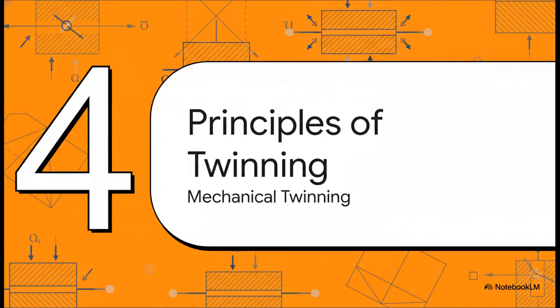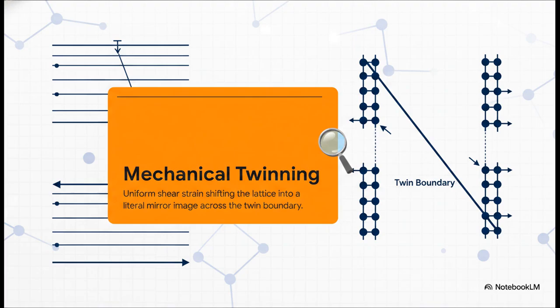Next up, part 4, principles of deformation twinning. Deformation twinning, often called mechanical twinning, is pretty much universally recognized as the second most critical plastic deformation mechanism right after dislocation slip. But the mechanics? Totally different. Instead of a dislocation gliding atom by atom, the lattice inside a specific volume element undergoes this uniform shear strain. This displacement shifts the entire region so that it orients itself as a literal mirror image of the parent lattice, reflected perfectly across what we call the twin boundary.